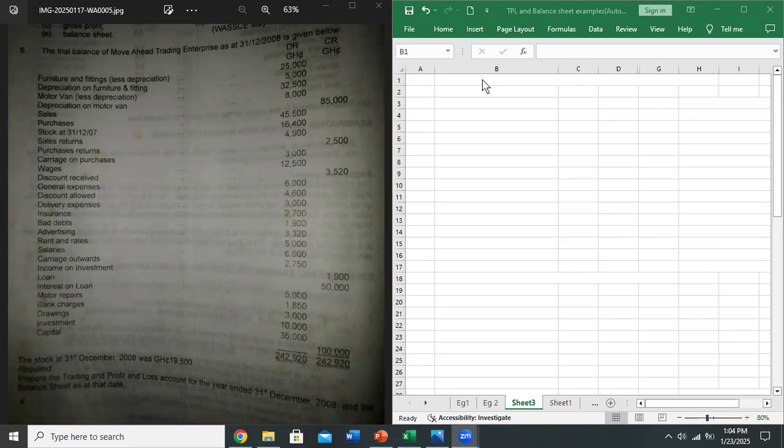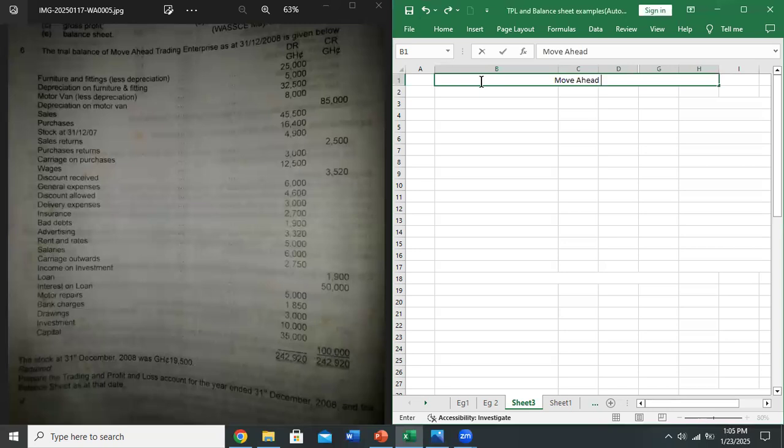Okay, so the first thing I'll give marks to is when you bring the name of the business. So Move Ahead Enterprise. We are preparing the trading profit and loss account for the year ended 31st December 2008.